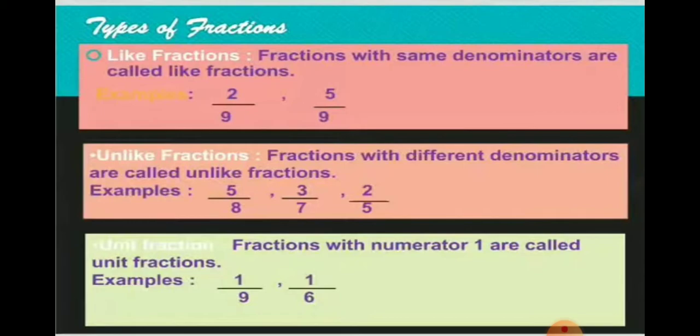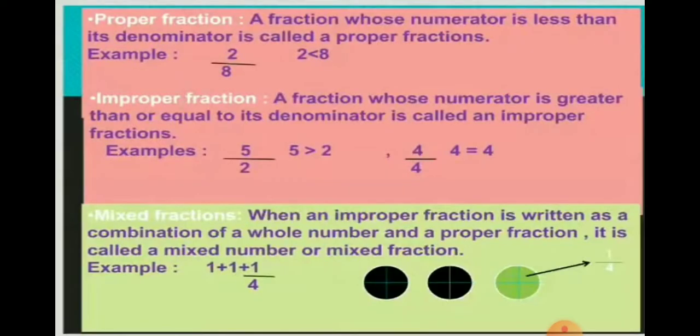Unit fraction. Fractions with numerator 1 are called unit fractions. Example 1 upon 9 and 1 upon 6. So you can see the numerator is 1 in both cases. Proper fraction. A fraction whose numerator is less than its denominator is called a proper fraction. So here numerator is 2 and the denominator is 8, and 2 is less than 8.